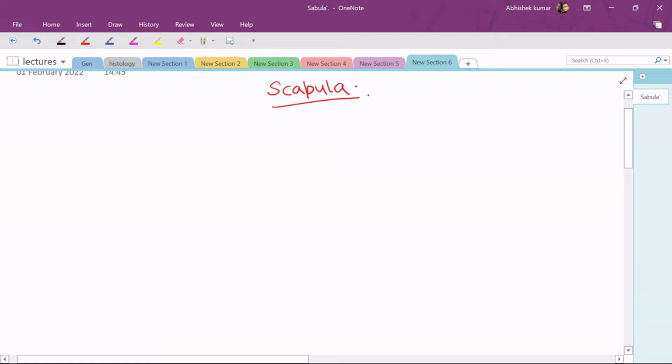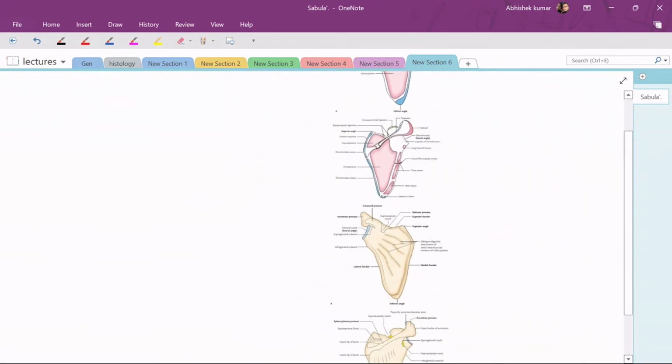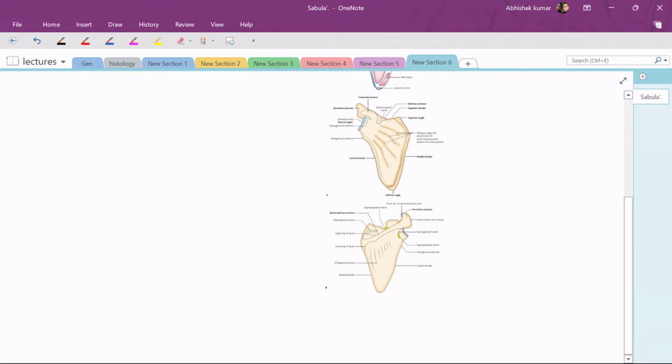So let's talk about the scapula first. What is a scapula? So first of all, let me show you. It looks like this. Here it is, your process of a scapula. The clavicle will be present here, right? And here will be the ribs. Okay.